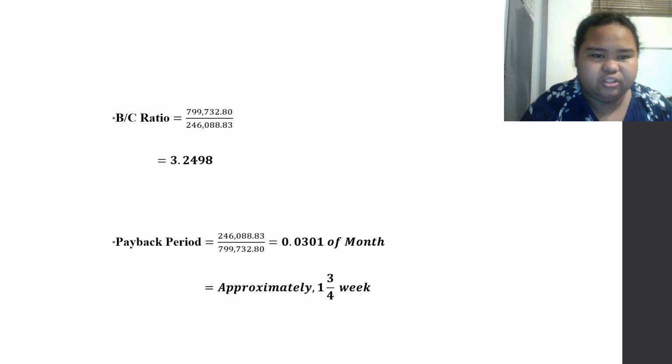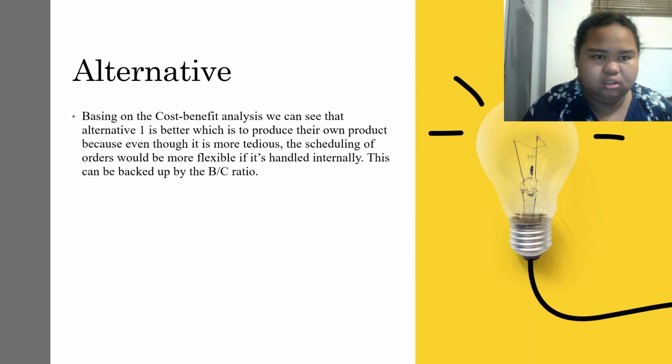So the BC ratio, applying the formula, gave us 3.2498, and the payback period would be approximately 1 3/4 week. So basing on the cost benefit analysis, we can see that alternative 1 is better, which is to produce their own products, because even though it is more tedious, the scheduling of orders would be more flexible if it's handled internally. This could be backed up by the BC ratio given to us.